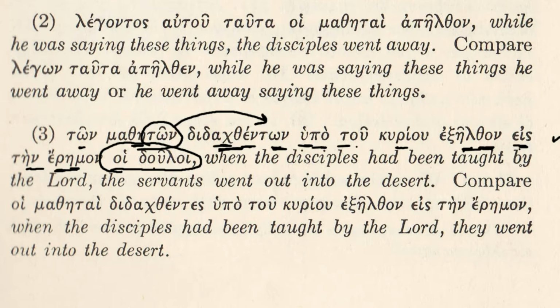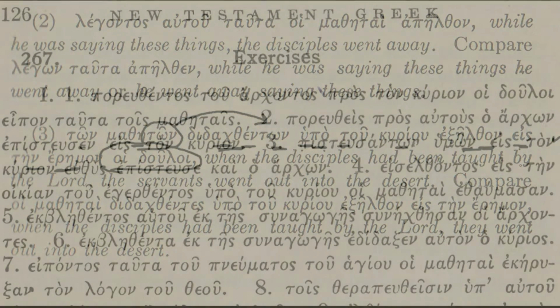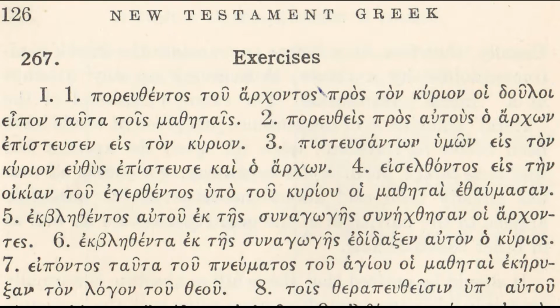All right, well, hopefully that's pretty clear. Let's go ahead and take a look at the exercises. We have the first exercise, which is poreuthentos tou archontos, pros ton kyrion, hoi douloi eipon tauta tois mathetais. Well, first of all, I notice poreuthentos. This is a deponent verb, so it's going to have this passive form. I notice that it has the genitive ending. This is the masculine genitive, singular, so poreuthentos.